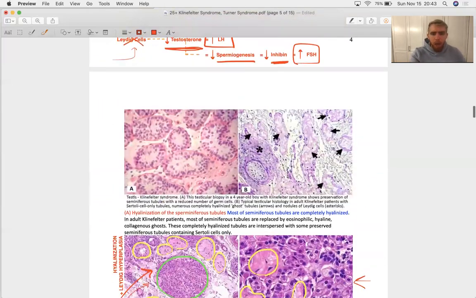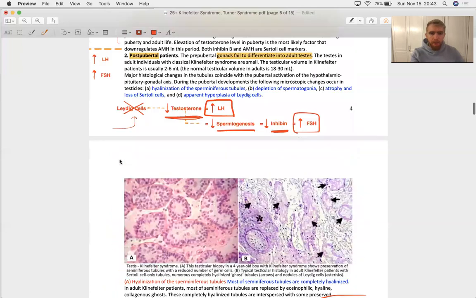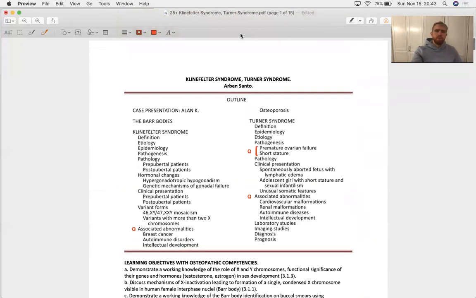And other than that, we've got hyalinization of these seminiferous tubules because there's not a lot of testosterone there, right? And then we've got Leydig cell hyperplasia due to that very, very high LH in the blood. And that's characteristic. Thanks very much.